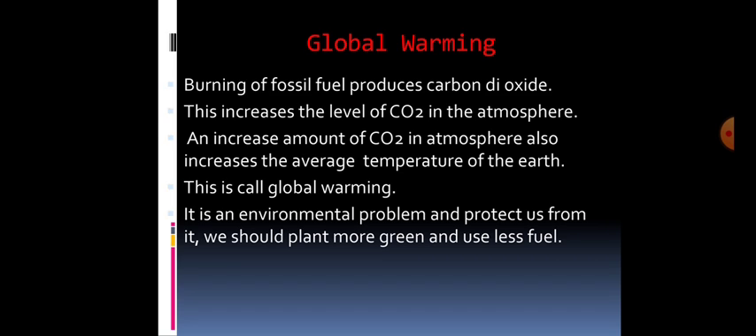We should plant more greens, and we should use less fossil fuel. More green means we need more plantations and less deforestation, and you see in this month we have World Environment Day. You can contribute greatly by planting some trees, some saplings, and taking great care of them. In this way, the supply of oxygen in the atmosphere will increase, and you will help to reduce global warming. Thank you.